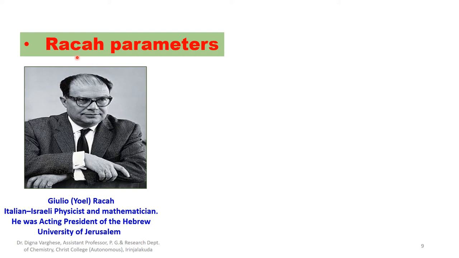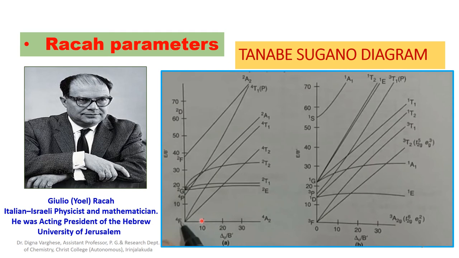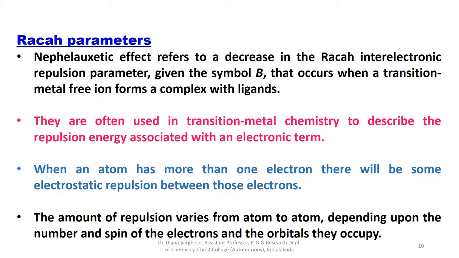We can see this from the Tanabe-Sugano diagram that you have already studied. In the Tanabe-Sugano diagram for the d3 configuration, the 4F term splits into 4A2, 4T2 and 4T1, and other terms are also here, with some lines shown. All the terms are split into different energy levels, and between these lines there is some energy difference due to electron-electron repulsion, that is, the inter-electronic repulsion. By this we can calculate the Racah parameters.